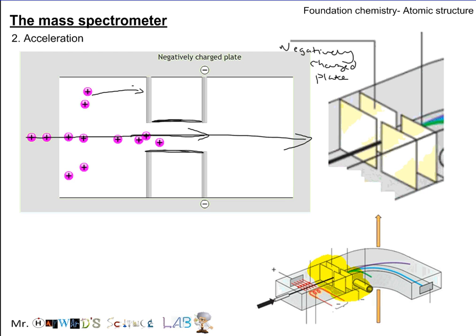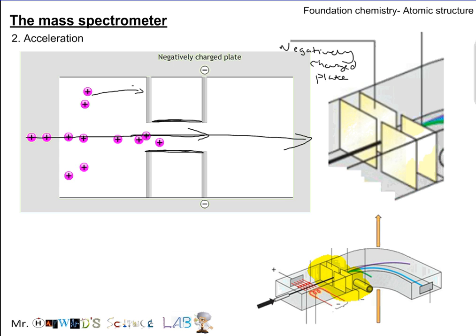One other thing that is worth mentioning is that the acceleration, or the amount they accelerate, is dependent on their mass. So if you've got a really heavy positively charged ion, then it won't go as fast or won't be accelerated as much as if you've got a lighter ion passing through there. So now you've got the particles accelerated, and then they're into a narrow beam.